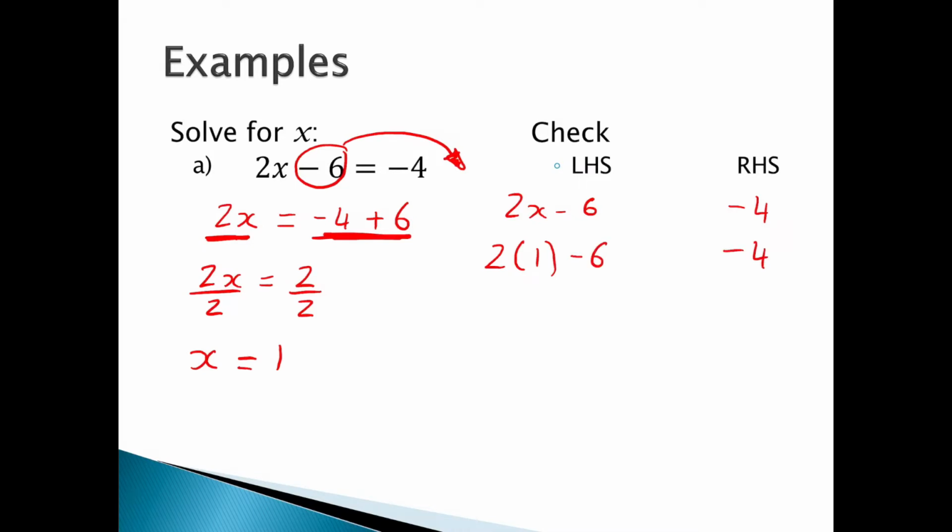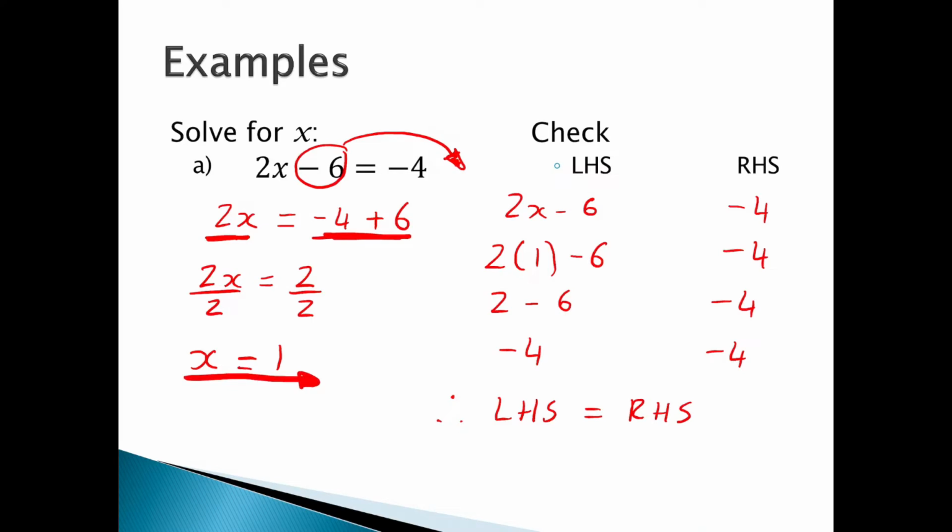So 2 times 1 is going to give me 2 minus 6. I'm going to keep that negative 4 there, and 2 minus 6 is, in this case, equal to negative 4. So we have negative 4 on both sides of the equation. So therefore, left hand side equals right hand side. And we have just proven that our answer of x equals 1 is correct.